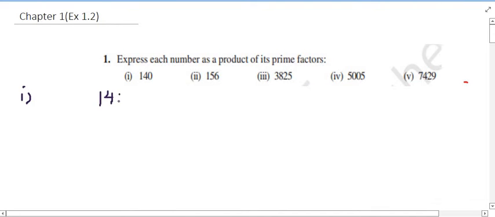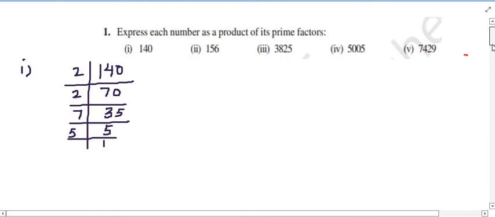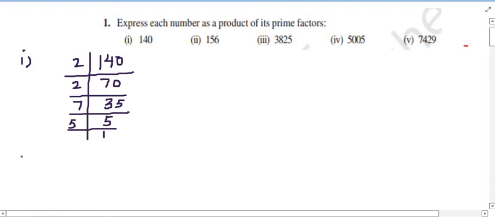So we'll prime factorize 140 and we'll start with 2 times 70, then again 2, then 35, then 7 times 5, and then 5, then it is 1. So we can say that prime factors of 140 are 2 times 7 times 5. Now we will do second part.